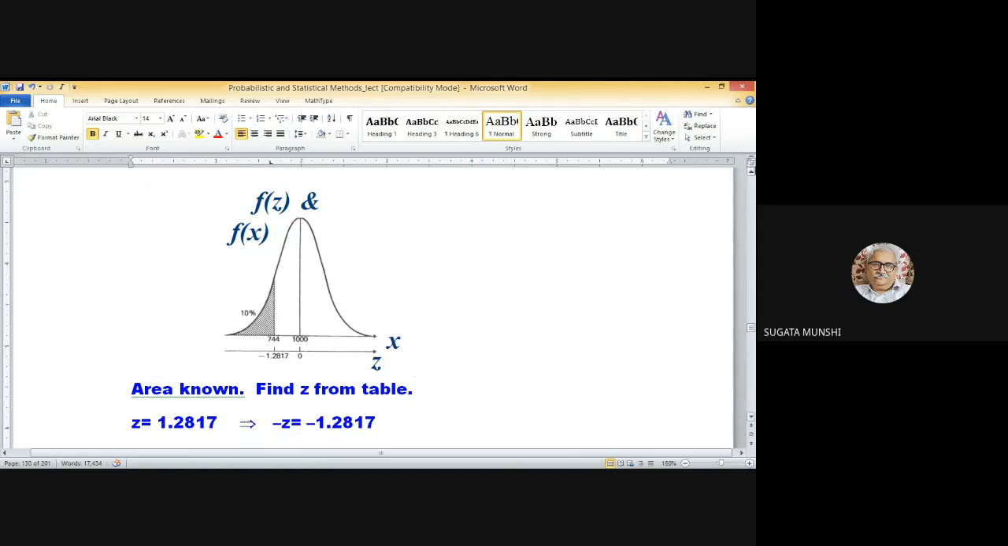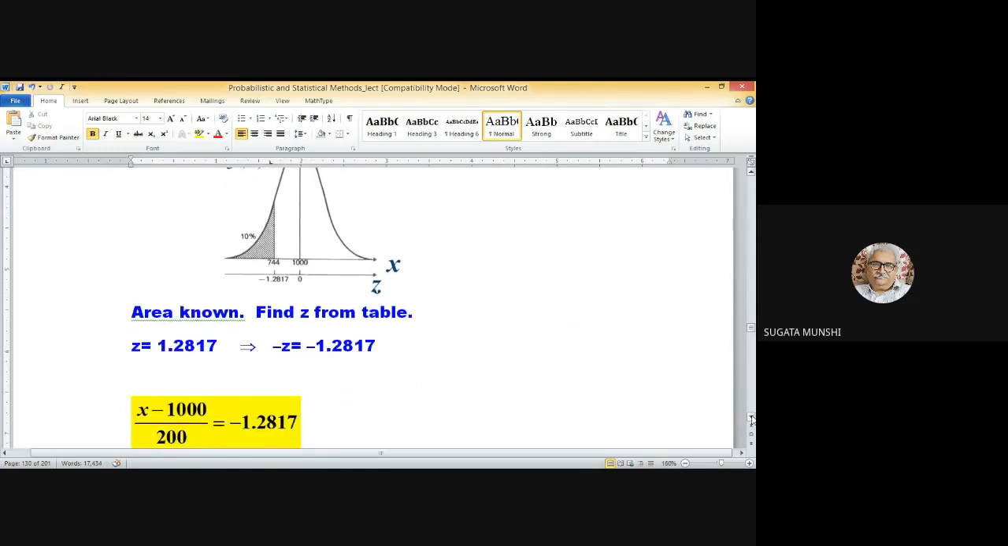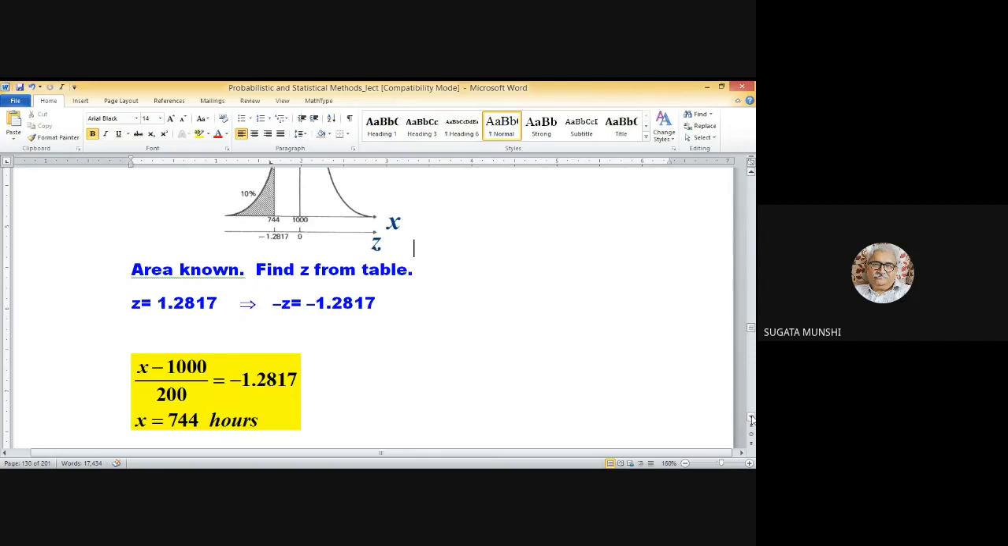So z equal to 1.2817. Therefore, minus z is minus 1.2817. Now from this minus z, you have to move on to x. You know the value of mu and sigma. The value of x will come out as 744 hours.